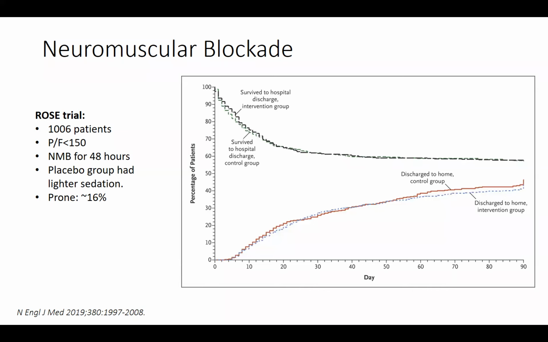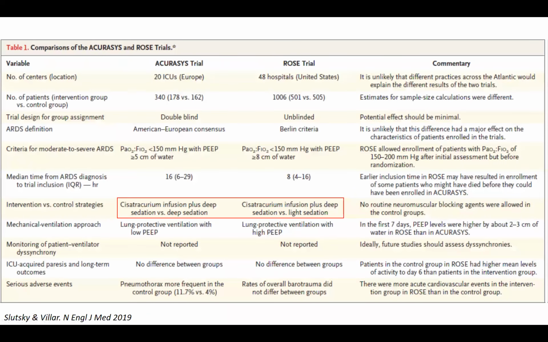And this is survival on top and hospital discharge, and the curves are almost superimposed. And looking at why the two results are different, these are some differences between the two trials. I said the ROSE was multi-country. It actually wasn't, it was in the United States, but 48 hospitals. So the ROSE trial was bigger. Maybe it was just that ACURASYS wasn't generalizable when you try to expand it to a bigger sample.